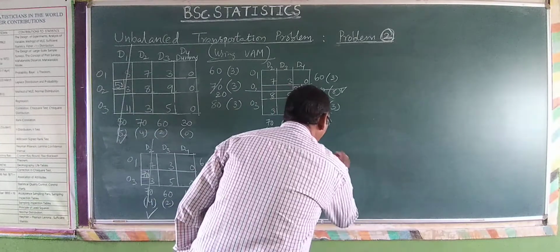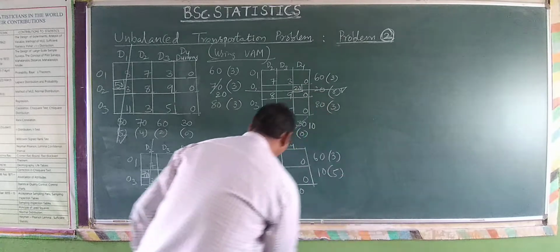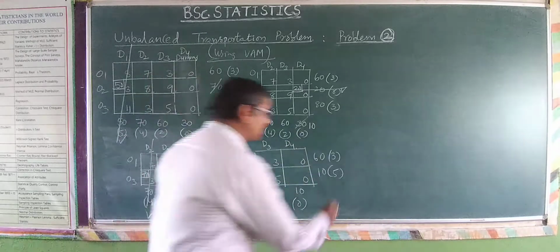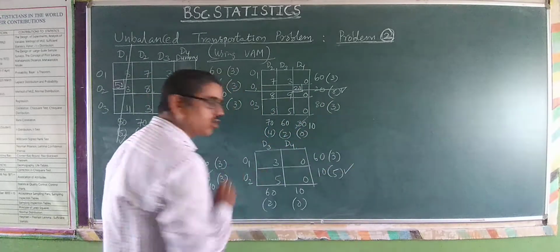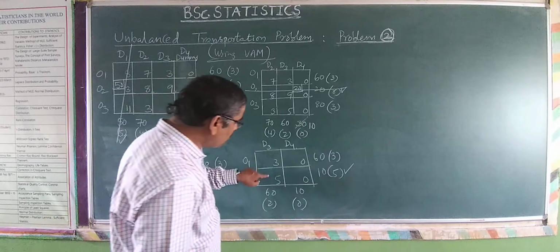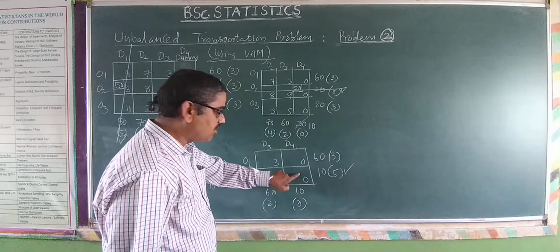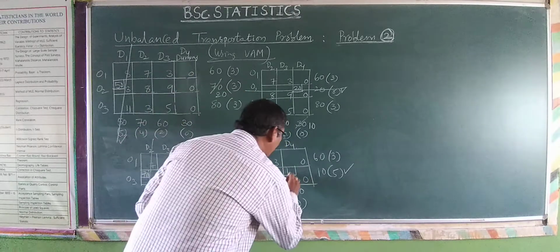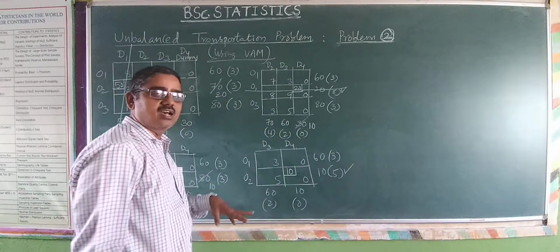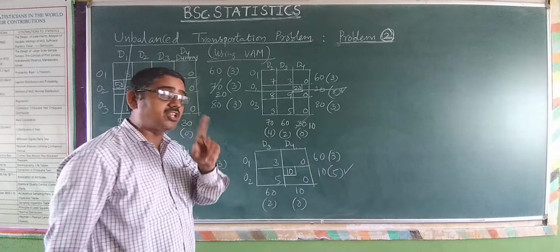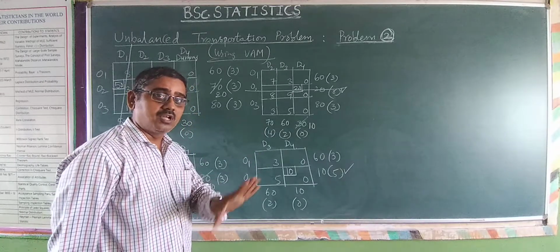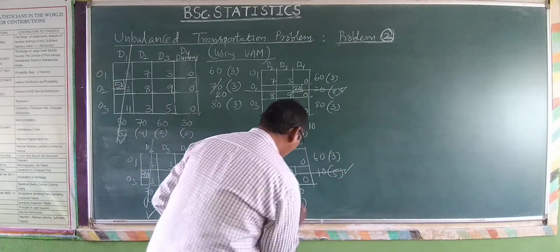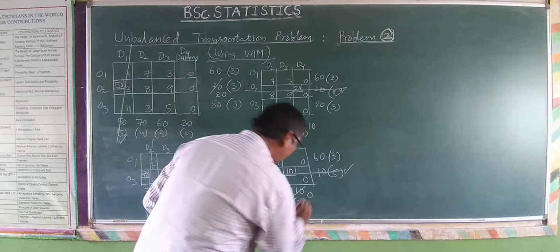3 minus 0, 3. 5 minus 0 is 5. 5 minus 3, 2, it is 0. Consider the maximum penalty, the highest penalty, it is 5, corresponding to this particular row. In this row, the minimum cost is 0, 5 and 0, minimum cost is 0. So now the allocation is going to be made here, 10 and 10. You allocate 10, but both are the same, that is, a tie occurs. Therefore, you cancel either the row or the column, but not both. That is what is required here. So I am cancelling this particular row, and here the balance is 0.